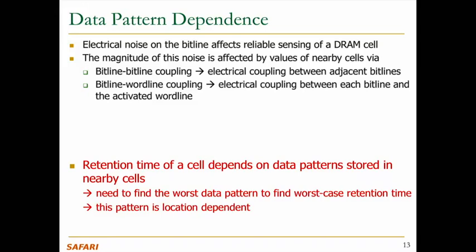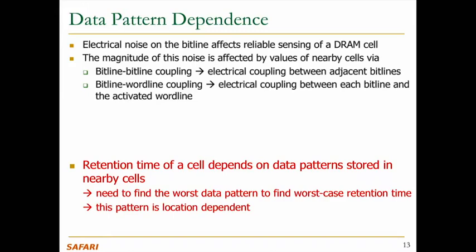So what does this mean for figuring out the retention time? This means that you need to find the worst case data pattern to find the worst case retention time, because we're interested in the worst case retention time of a cell, right? That determines our refresh rate. Unfortunately, first of all, we don't know what's the worst case data pattern. You need to really try, or you really need to know the circuitry. But even if you know the circuitry, you may not know the coupling capacitances between these different entities over here. And it turns out this pattern is location dependent, because the design of different parts of DRAM are slightly different from each other.